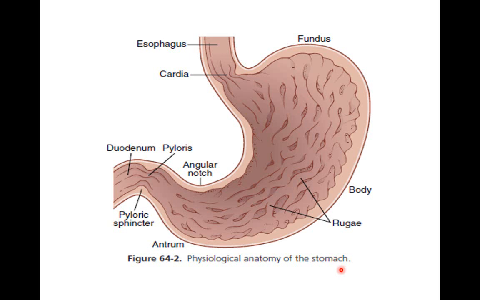This is a stomach picture. In this picture, you can see esophagus, fundus of stomach, cardia of stomach, greater curve, lesser curve, body, rugae, antrum, pyloric sphincter, pylorus, and duodenum, angular notch. And so, the physiological anatomy of the stomach.